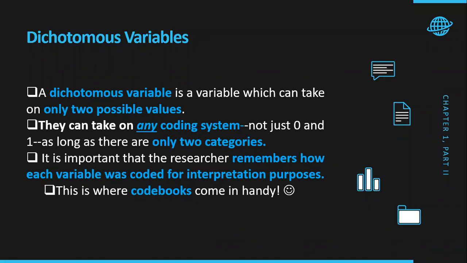Let's begin by discussing the concept of dichotomous variable. A dichotomous variable is a variable which can take on only two values. Dichotomous variables can take on any coding system, not just 0 and 1, so long as there are only two categories. It is important that the researcher remembers how each variable was coded for interpretation purposes. This is where code books come in handy.